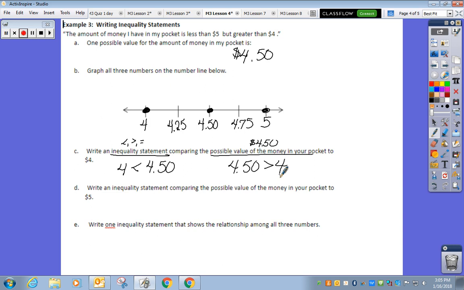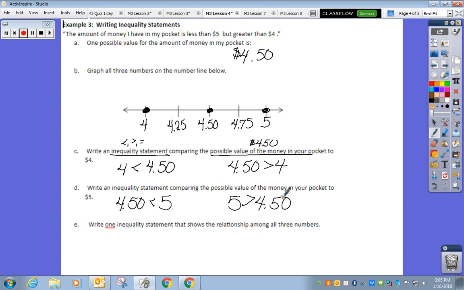Letter D is asking us to do the same thing, write an inequality statement comparing the possible value of money in our pocket, except this time they want us to compare to $5. So $4.50 is less than $5, or $5 is greater than $4.50.